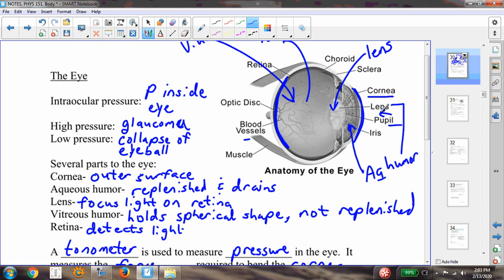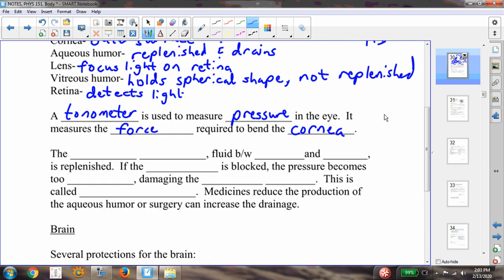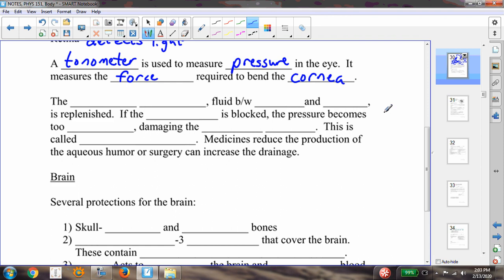I'm going to show you a video, and I'll put the link down in the notes for this, of a tonometer that they use on a beagle. You don't need to watch it for the exam, but it's kind of interesting. It has a dog in it, where they use a tonometer to measure the pressure of the eye.